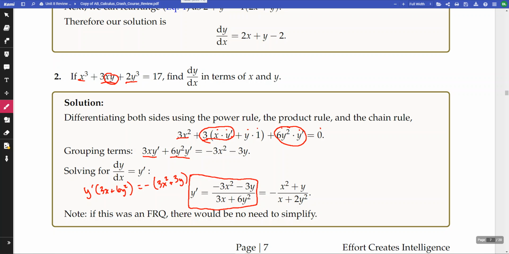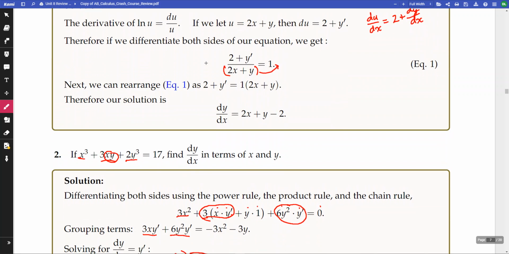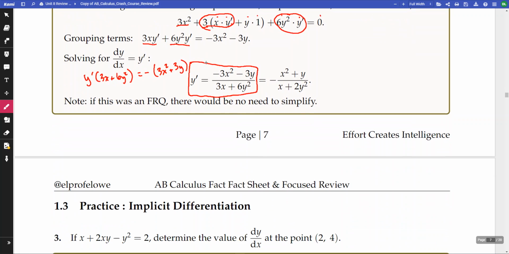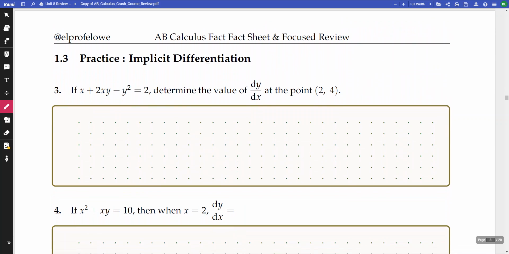Okay, in our previous video, we worked through a couple of examples related to implicit differentiation. And let's go ahead and look at the practice of implicit differentiation where we do not have the work already done for us. So here we have a problem and we want to determine the value at the point (2,4). So in other words, the slope at the point (2,4).